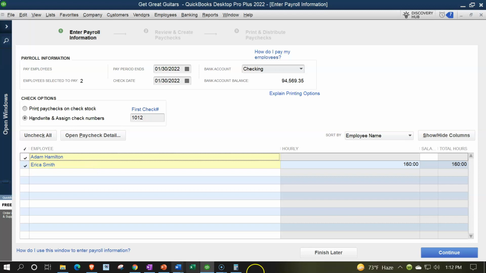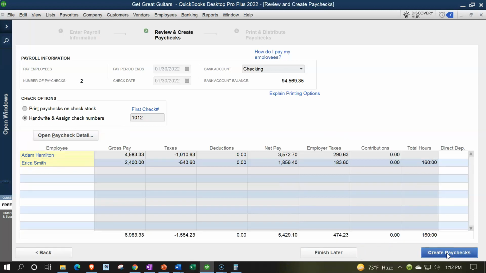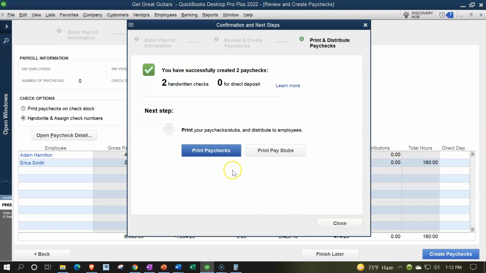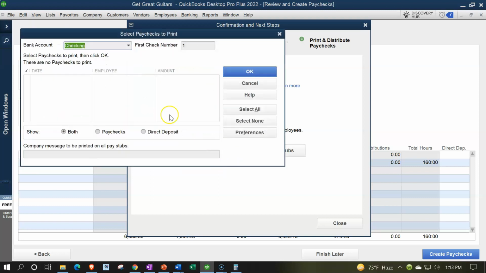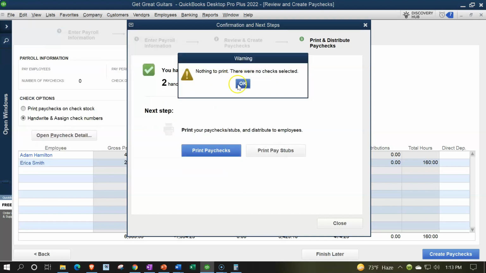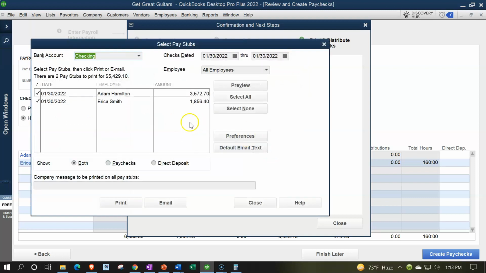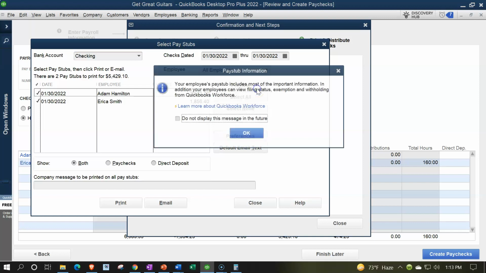In any case, let's go ahead and continue it and say, let's see if we can post this thing out and then check it out. So I'm going to say, let's do it. Let's create the paychecks. Let's go ahead and print the paychecks. And we're going to say, okay. No printer. They won't let me print, so print the paycheck stubs. Let's preview the stubs. That's what I wanted to do.